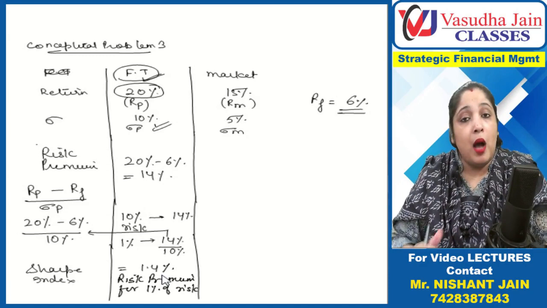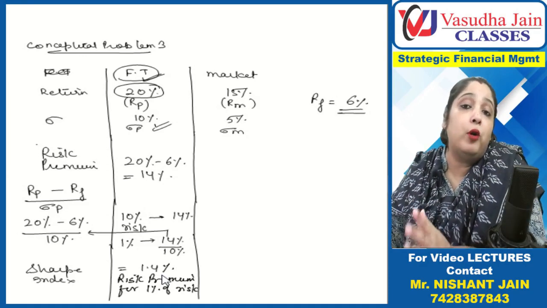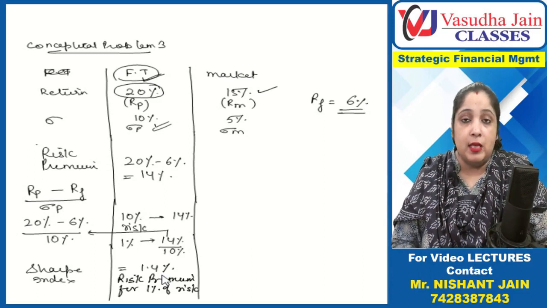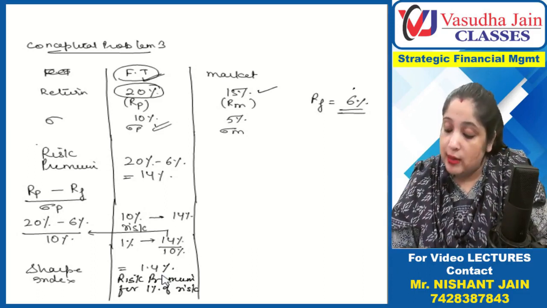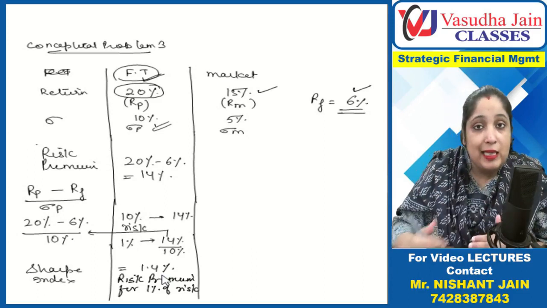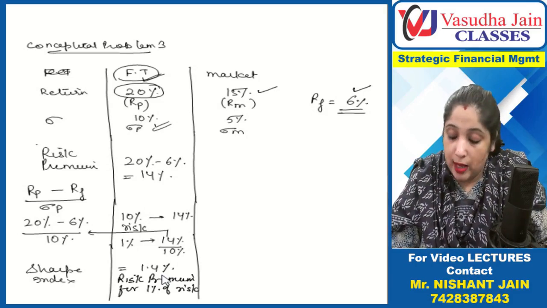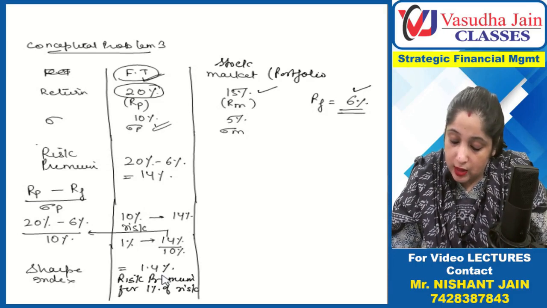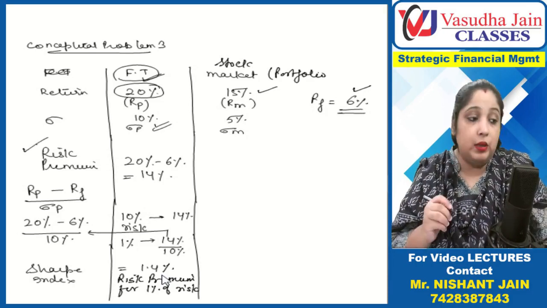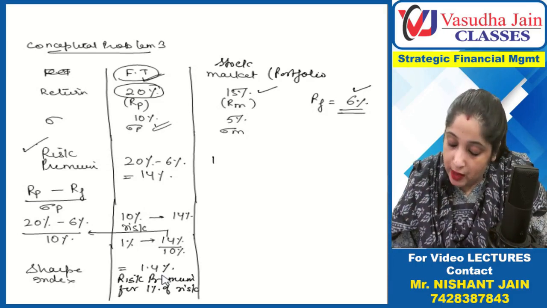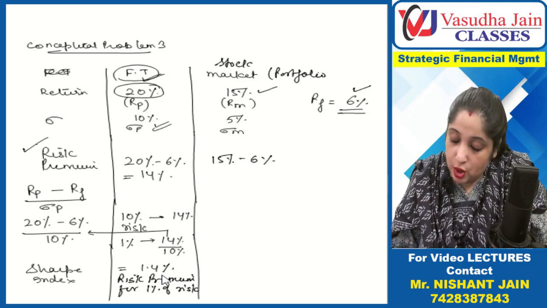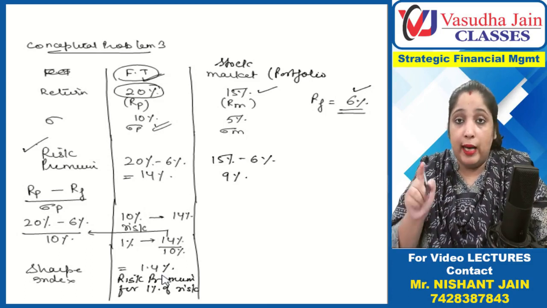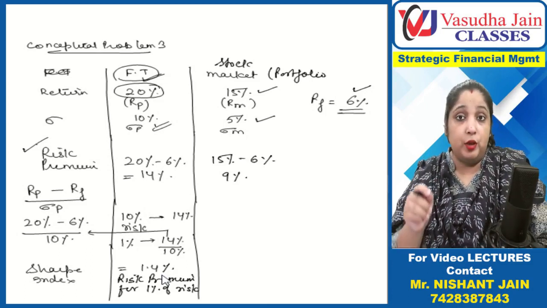Now let us see how stock market portfolios are performing. The stock market portfolio is giving a return of 15% and without taking any risk you earn 6%. So how much excess are you earning from the stock market? Let us compute the first step, the risk premium. So 15% minus 6%. So you are getting 9% excess return because you are bearing 5% of risk.